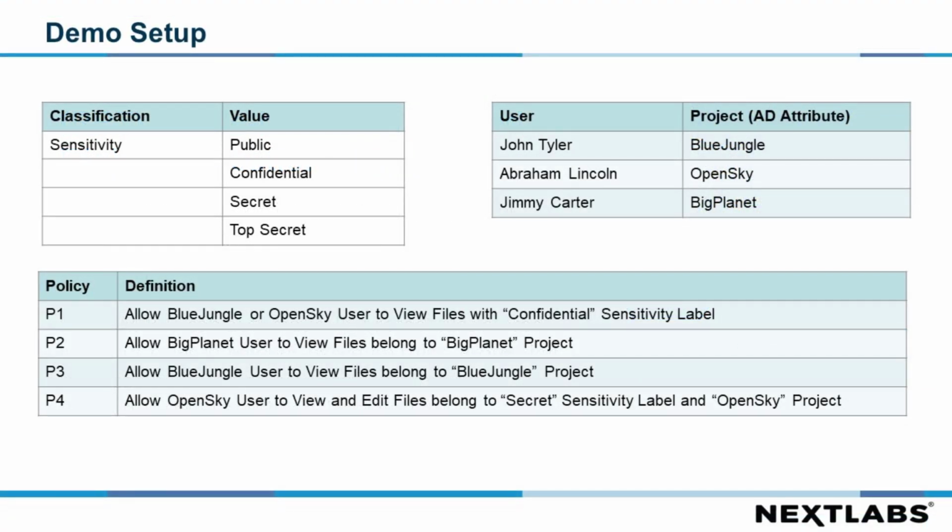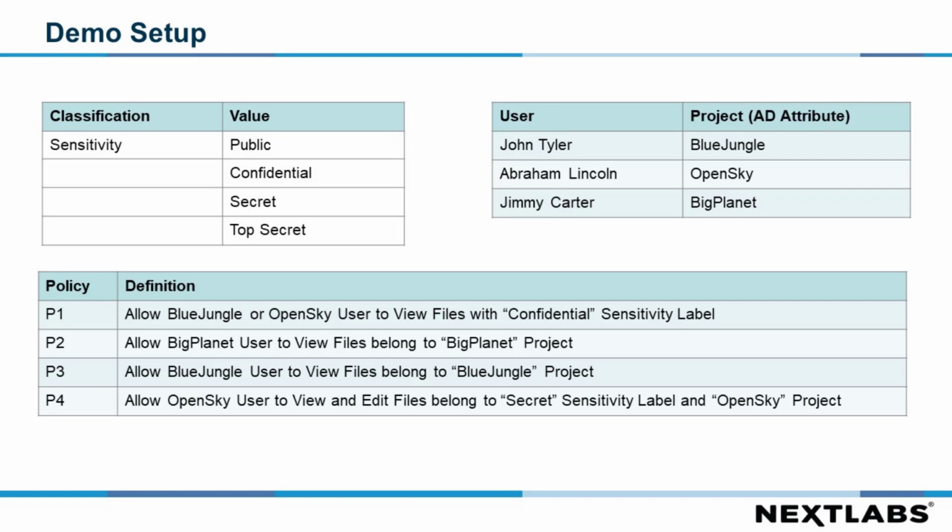Let's start by reviewing the demo setup. The document classification sensitivity has 4 labels: public, confidential, secret, and top secret. There are 3 users utilized in this demo. John Tyler is in project BlueJungle. Abraham Lincoln is in project OpenSky. Jimmy Carter is in project BigPlanet. The individual's permissions on the project are set by the user's attributes in AD.